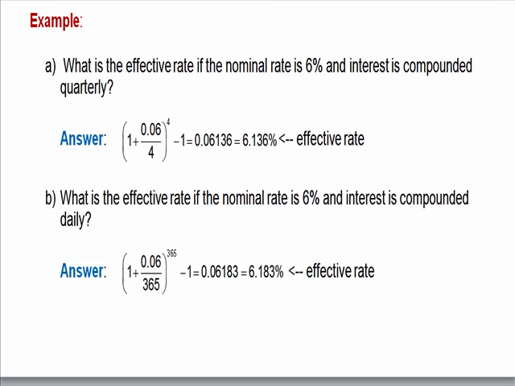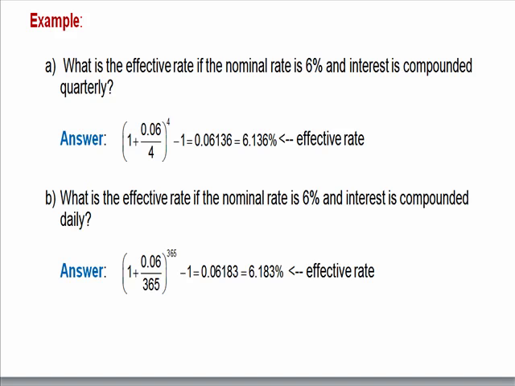So let's take a look at an example. Suppose we'd like to know what's the effective rate if the nominal rate is 6% and the interest is compounded quarterly. So if we just put this into our formula, we end up getting 1 plus 0.06 over 4 raised to the fourth. And again, the 4's are because we're doing the compounding quarterly. And then we subtract 1. So if I do all the math out, I get 0.06136. And when I convert that to a percent, that's 6.136%. So instead of earning 6%, when I compound quarterly, I earn 6.136%.